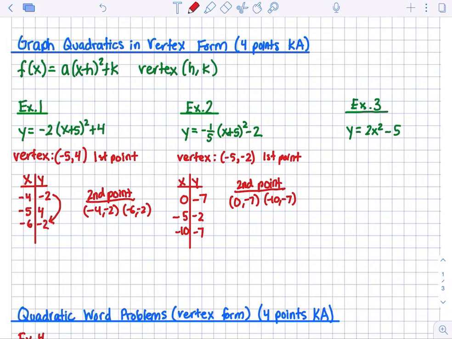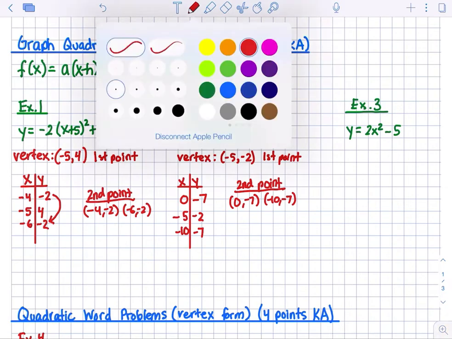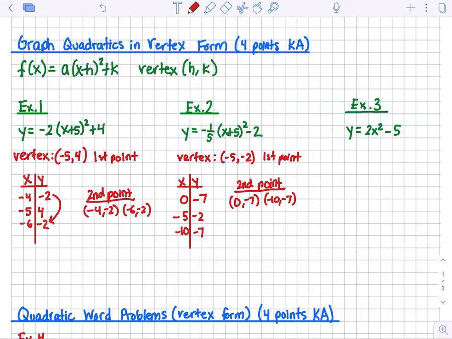Now for example 3, it's the exact same thing as what you would do with example 1, except now, notice, some of you can't recognize what the h value is in that problem. So this is how you rewrite it: 2 times x minus 0 to the second minus 5.